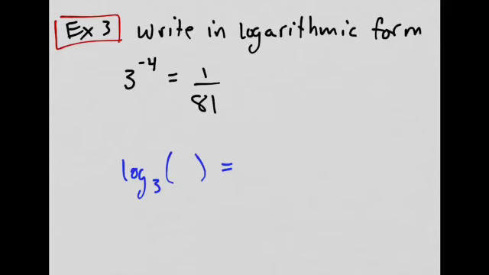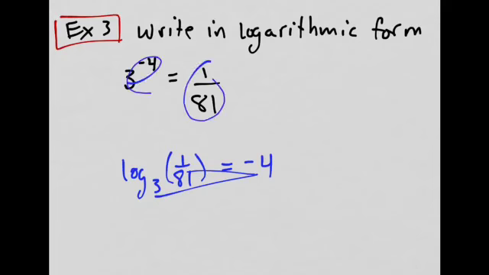I can read this out loud. 3 to the negative 4 equals 1 over 81. So this is negative 4, and this equals 1 over 81. Really, I'm still just using magic 7, just backwards. And then you can check it: 3 to the negative 4 equals 1 over 81. That's all you do to change it back to logarithmic form.